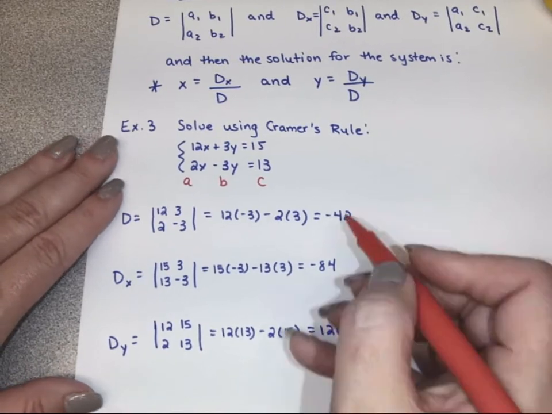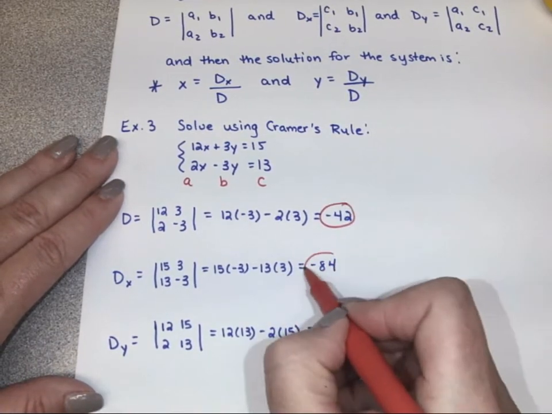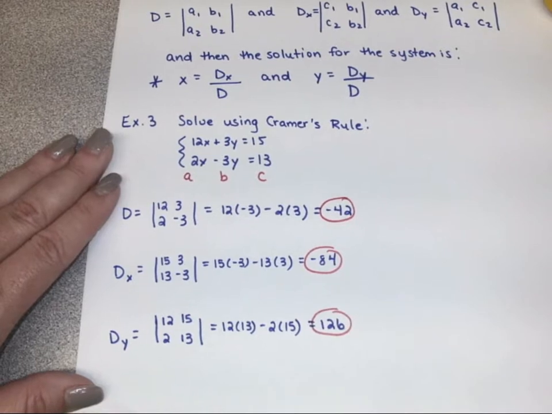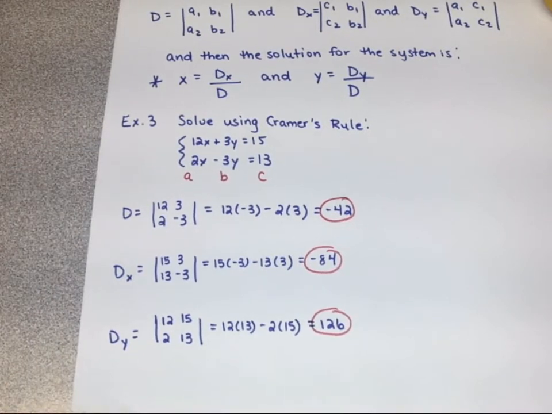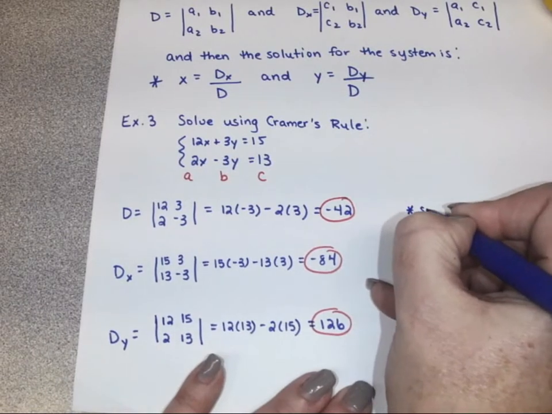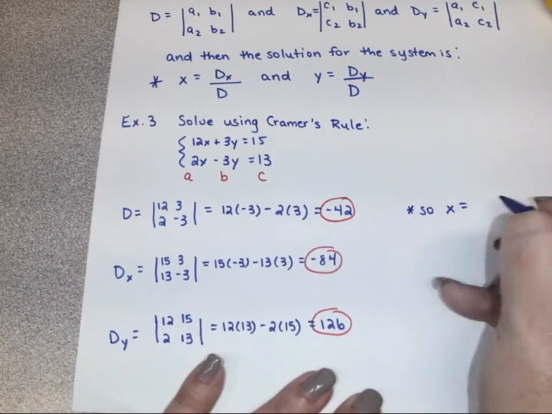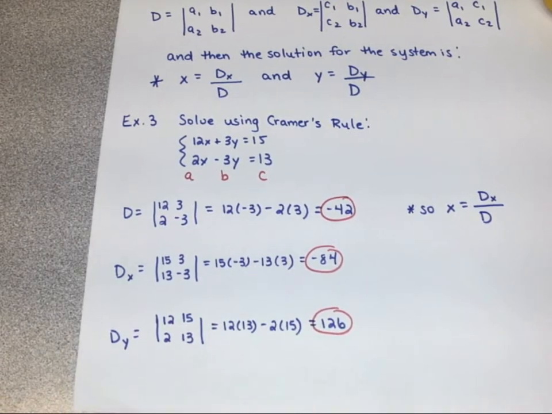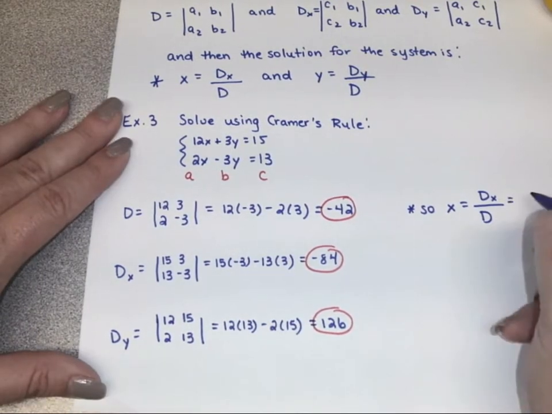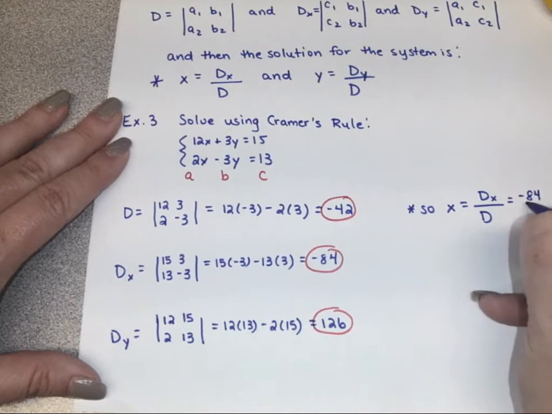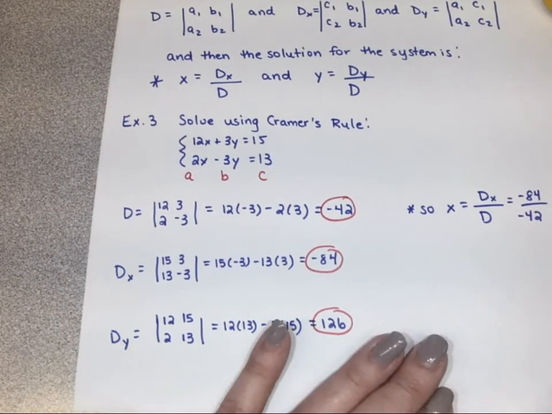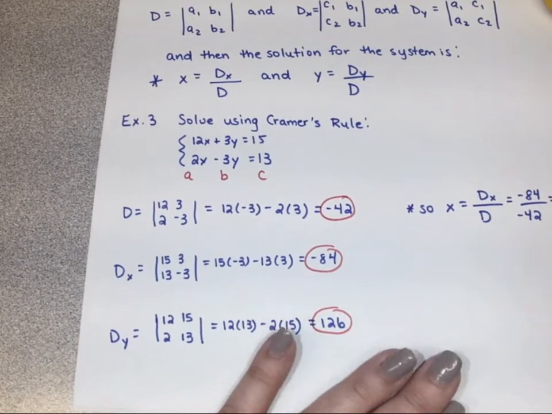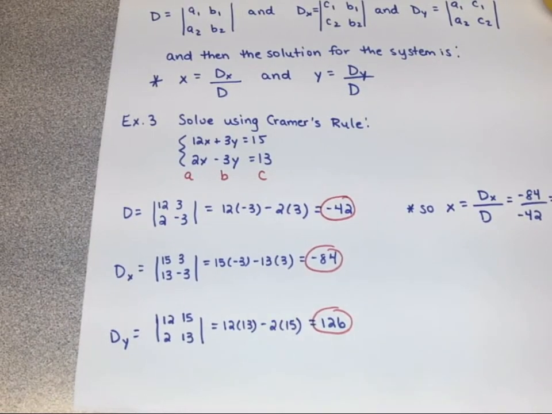So I'm going to circle these answers, but these aren't my final answers, right? I really need to find a point, right? I need to know what x and y are, but I'm right there at finding it. So here's the point of that. Now x is just going to be whatever we got for the d sub x over the d. Okay, so what did we get for d sub x? Negative 84, right? And for d, we got negative 42. Well, this simplifies into something pleasant. Negative 84 divided by negative 42 is just 2.